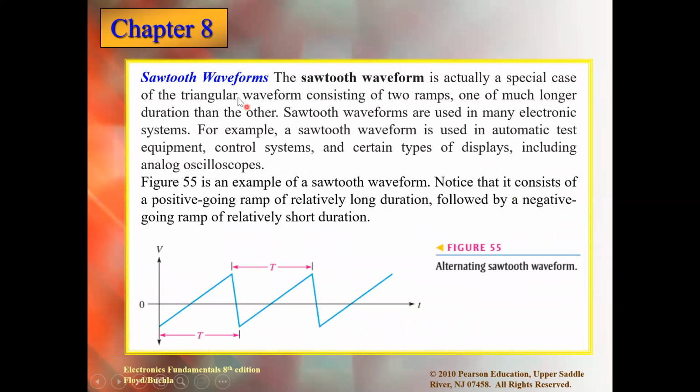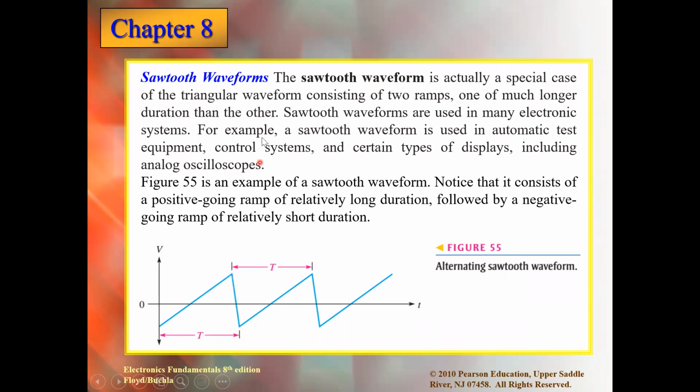One more category of this type of waveform is called the sawtooth waveform. You can see this one, the sawtooth waveform. The thing is here, the ramps are not equal. This is the positive ramp and this is a short duration negative ramp. A sawtooth waveform is actually a special case of the triangular waveform consisting of two ramps, one of which is longer in duration than the other. This is the long duration, and this ramp is quickly coming down, short duration.